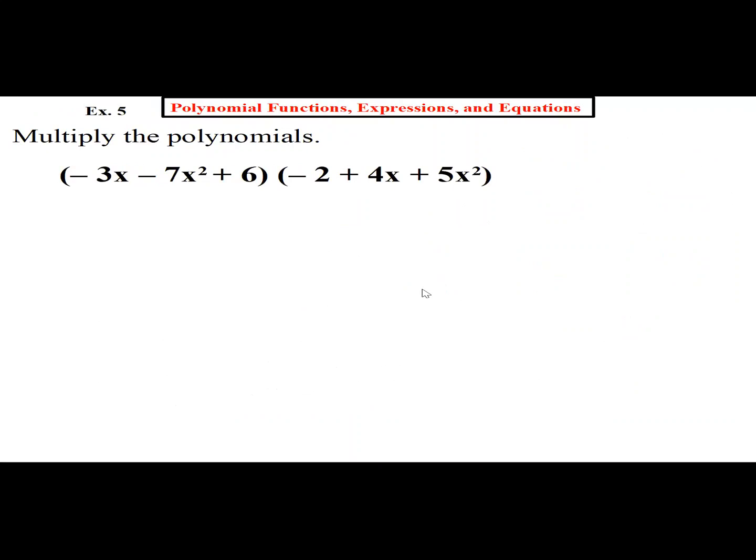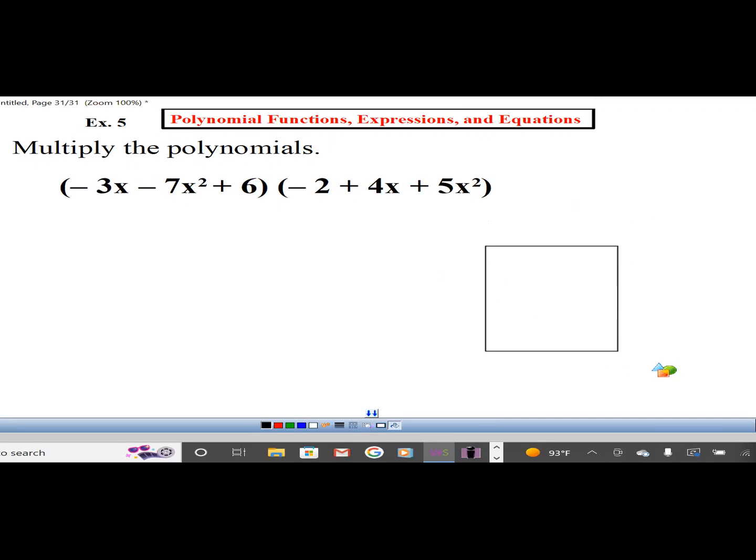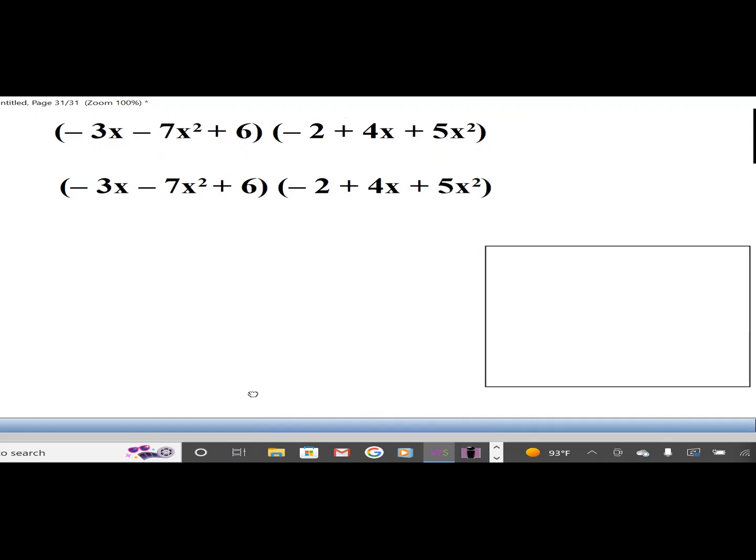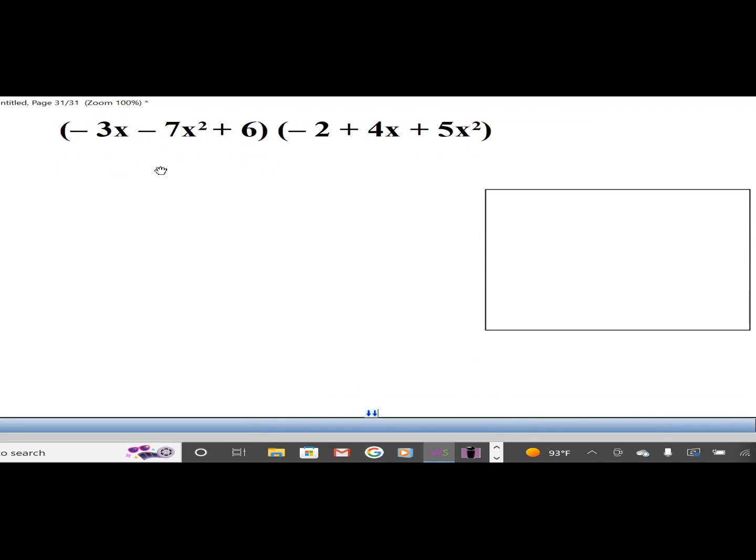Copy this one, please. Example number 5. Area model, please. That means you need to make a more robust type of area. There it is. And they give us for example number 5, negative 3x minus 7 2x squared plus 6. And the second polynomial is negative 2 plus 4x plus 5x squared. And remember, as you're setting up on your area model, make sure you're writing it in standard form.